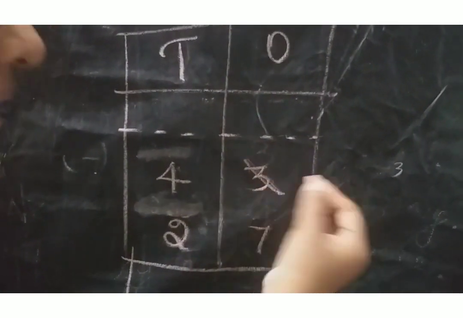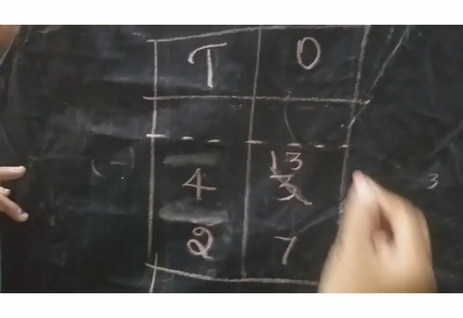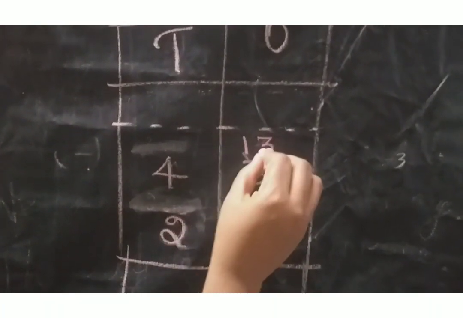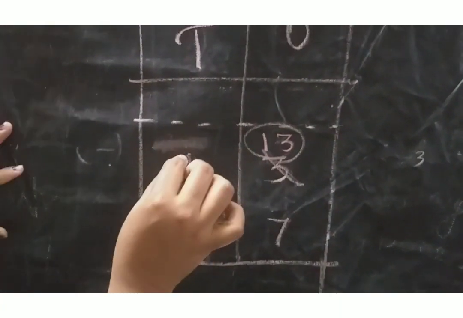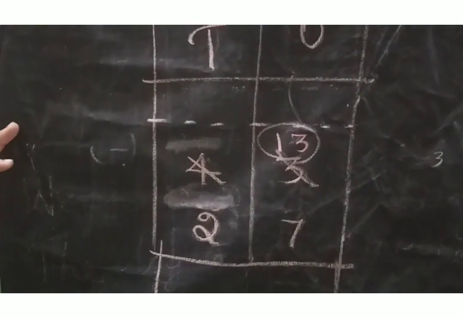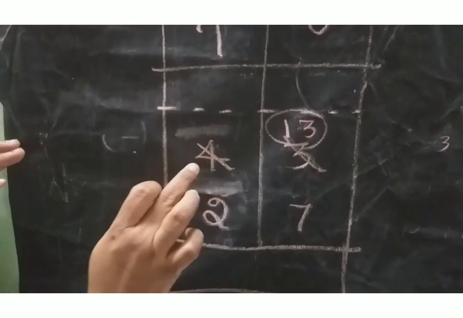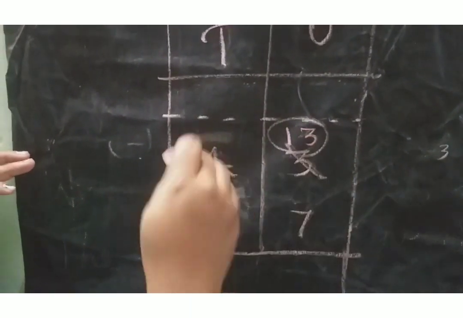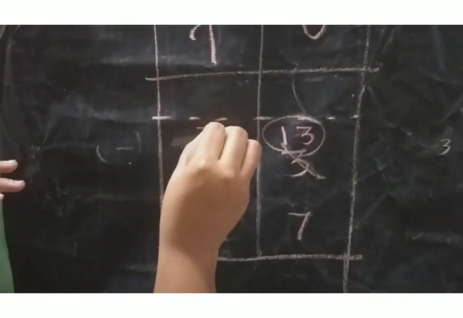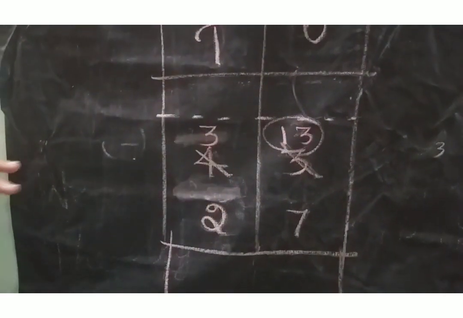Then you cut the 3 and write 13 there. And before that, you should write the number in the place where we borrowed. We gave one, so you have to write the number before it, that is 3.